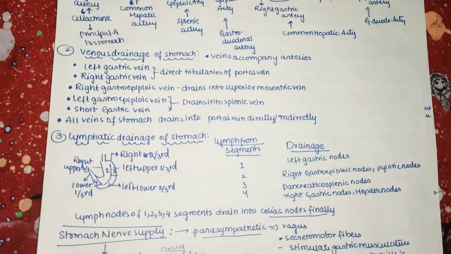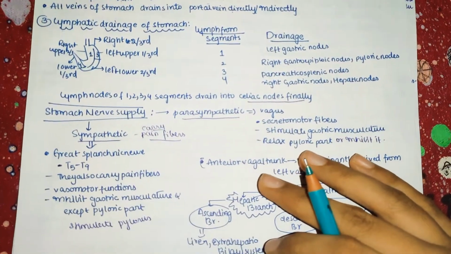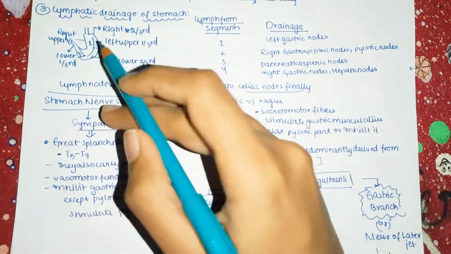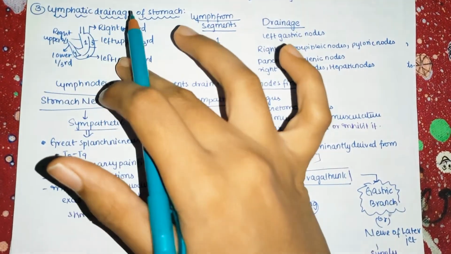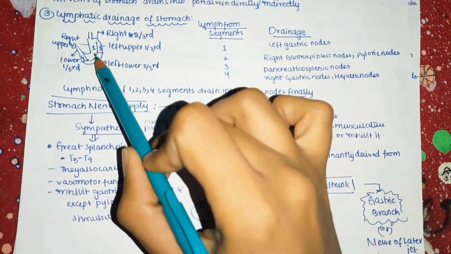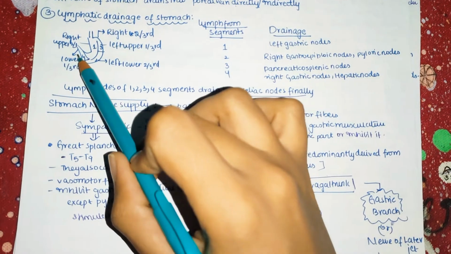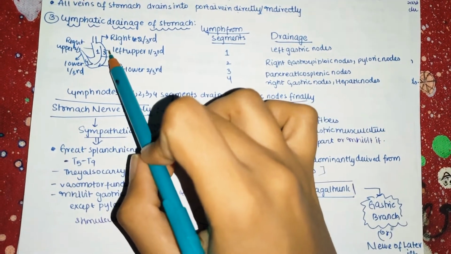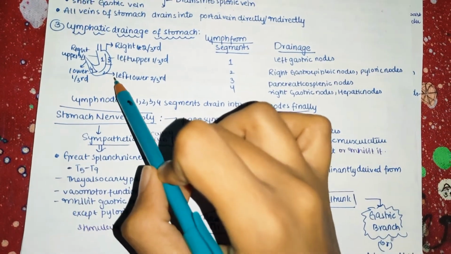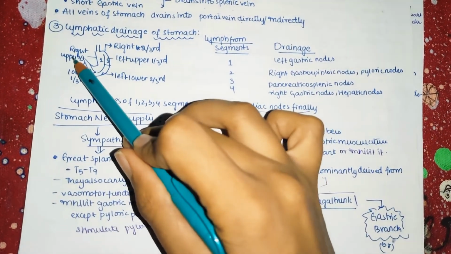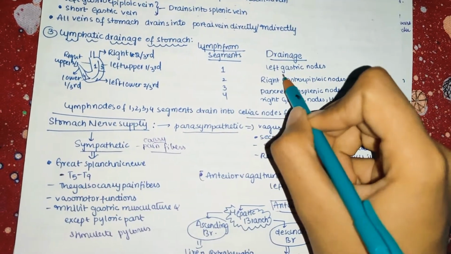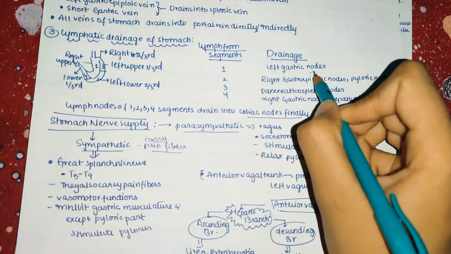Okay, so now coming to the lymphatic drainage of the stomach. So what is the lymph of the stomach? So you can see first we need to divide the stomach into right side and left side. Okay, so the right side is divided into right upper 2/3 and lower 1/3. Okay, and the left side also is divided into left upper 1/3 and left lower 2/3. Okay, so this right upper 1/3, first one, this one, it is going and draining into the left gastric nodes. So these are the lymph nodes.